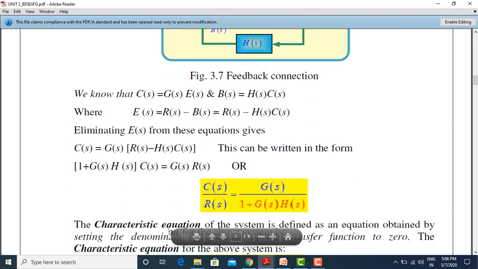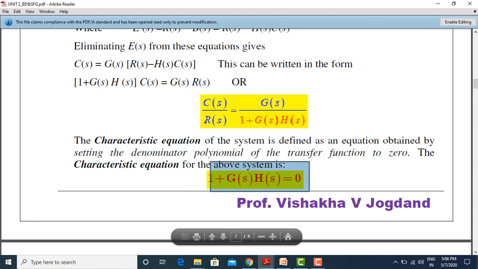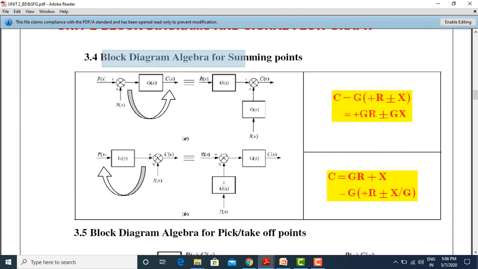This is the formula. Now how are we going to calculate the characteristic equation? Equate the denominator with the 0. Equate this denominator with the 0. We'll get this equation. Now moving towards next, block diagram algebra for summing points.